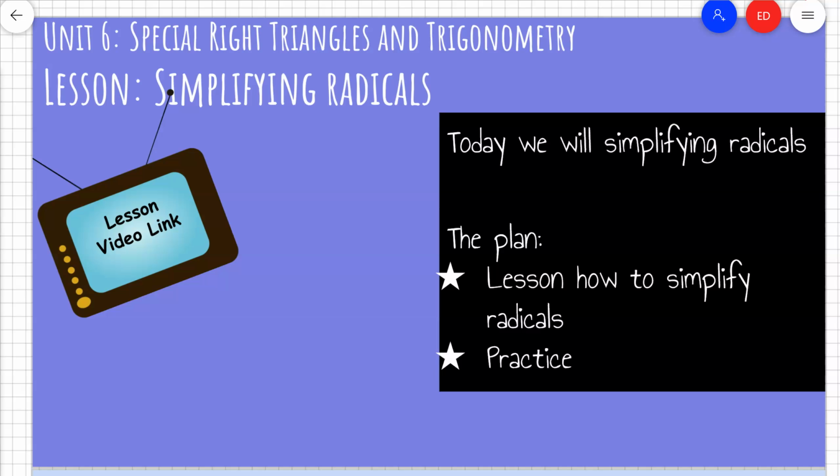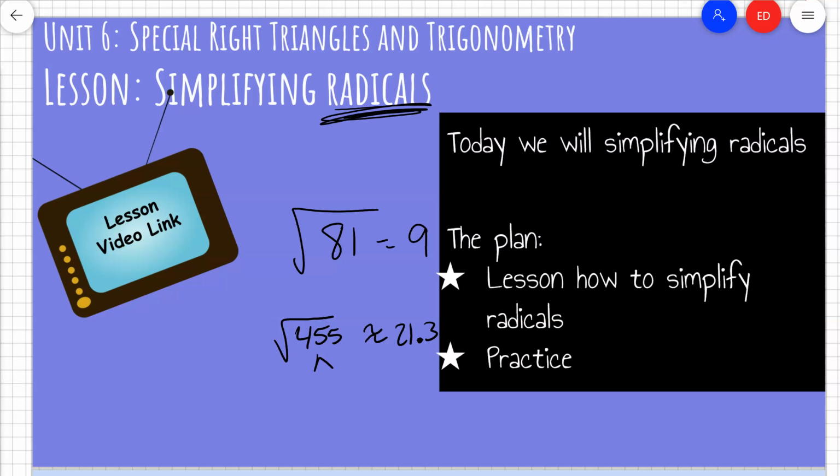Let's go ahead and start with simplifying radicals. Now, when we're talking about a radical, notice how before we would end up with the square root of 81 and we would just say 9 times 9 would give us 81. That would just become 9. But last lesson, we ended up with different types of radicals that didn't simplify. They simplified down to decimal answers, like 455 simplified down to 21.3 as a decimal. So what we're going to do is break apart 455 and see what that looks like in simplified radical form. So we're going to simplify radicals today because you're going to need that.